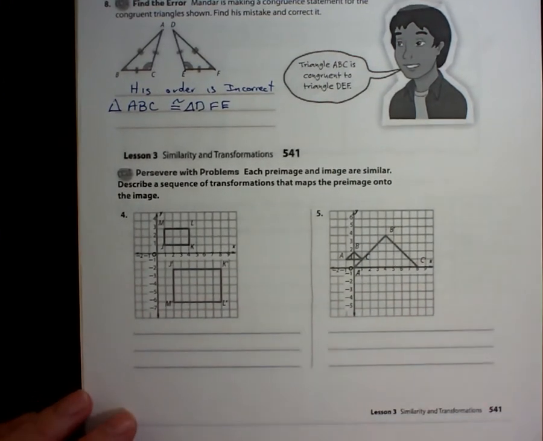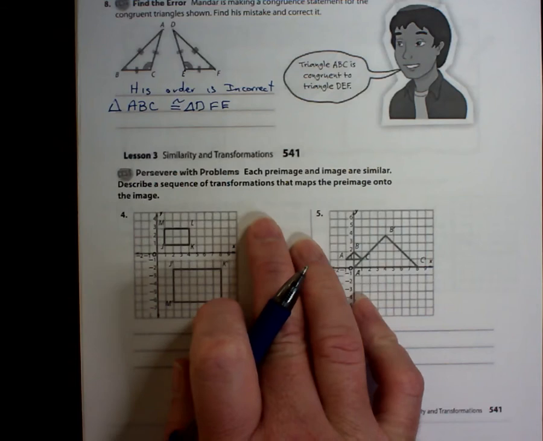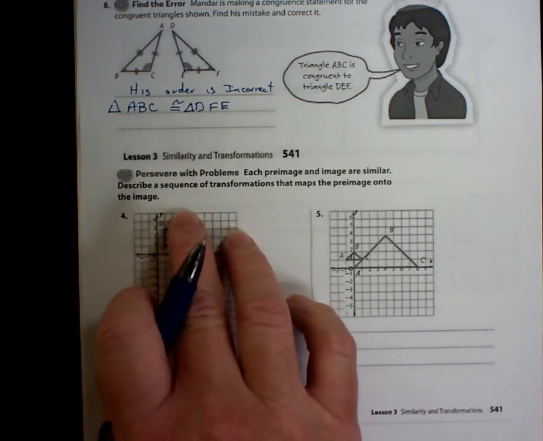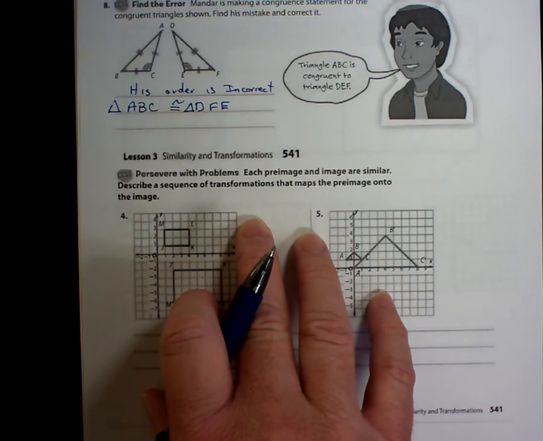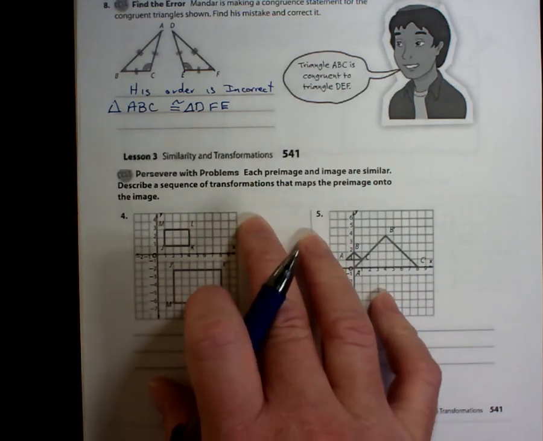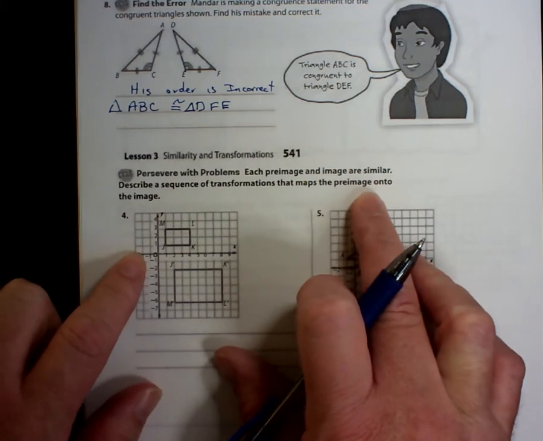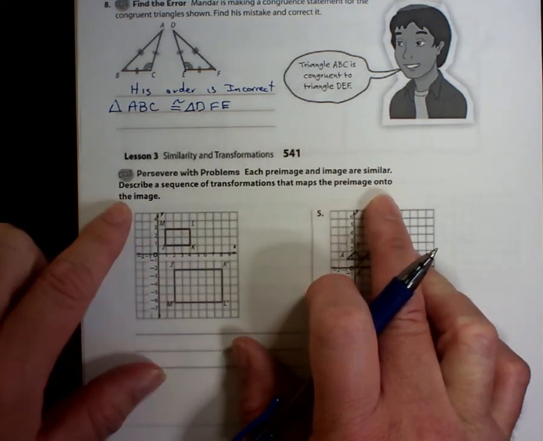All right, it's hard to read here. Persevere with problems. Each pre-image and image are similar. This is a very important question. These are the types that are going to be on your CSA next week. Describe a sequence of transformations that maps the pre-image onto the image.